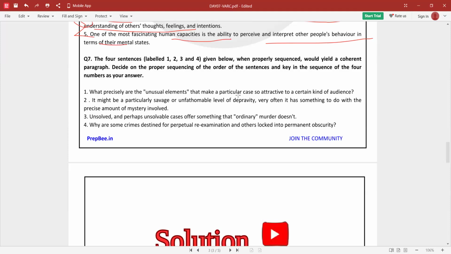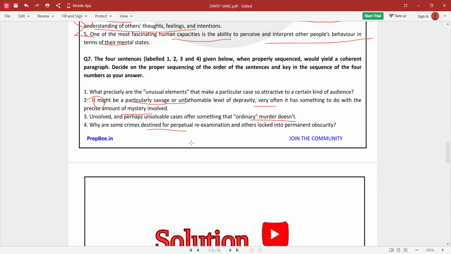Now, what precisely are the unusual elements that make a particular case so attractive to a certain kind of audience? It might be a particularly savage or unfathomable level of depravity. Very often, it has something to do with the precise amount of mystery involved. Unsolved and perhaps unsolvable cases offer something that ordinary murder doesn't. Why are some cases destined for perpetual re-examination and others locked in permanent obscurity?